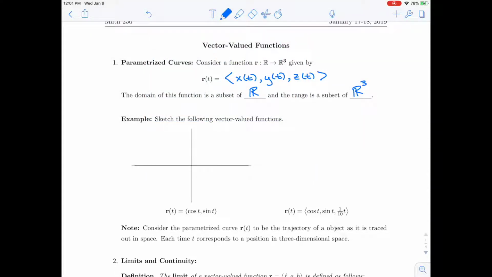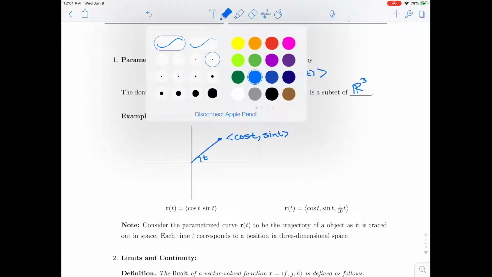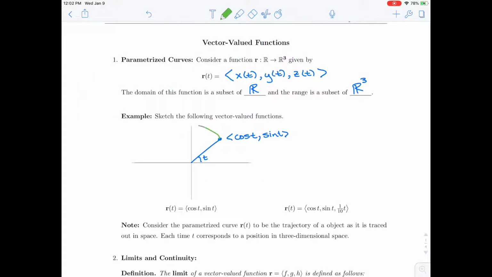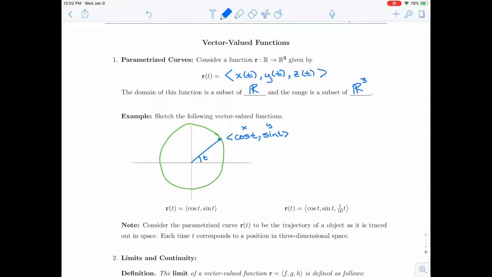First, let's look at the function r of t, which has an output vector cosine t, sine t. And this should actually look familiar, because if we think about t as being an angle, then the point cosine t, sine t, for different values of t should define the unit circle. Every point on that circle can be thought of as cosine t for the x coordinate and sine t for the y coordinate.